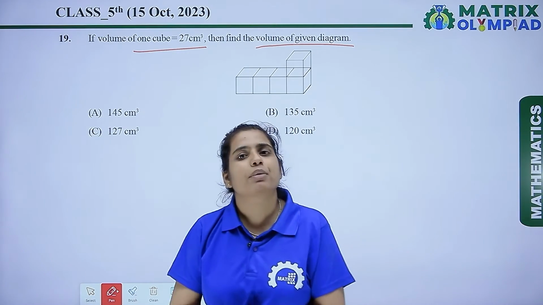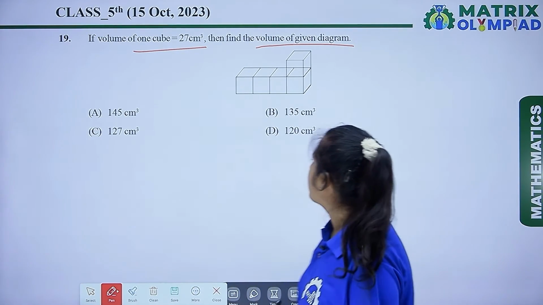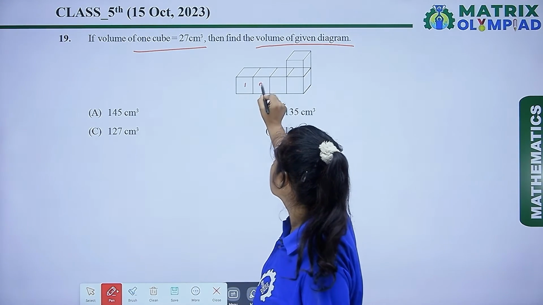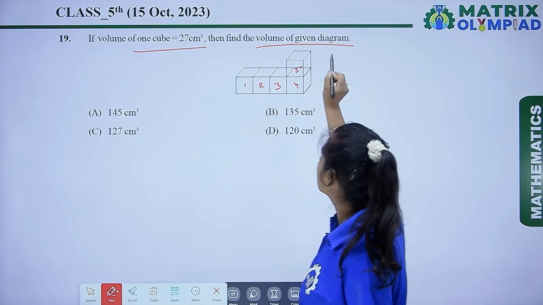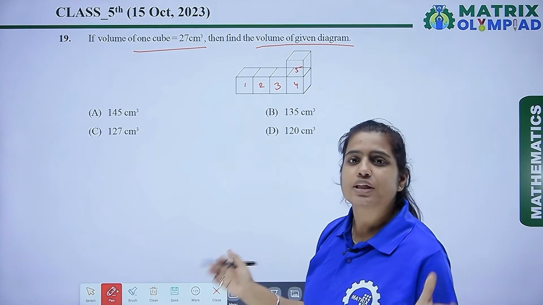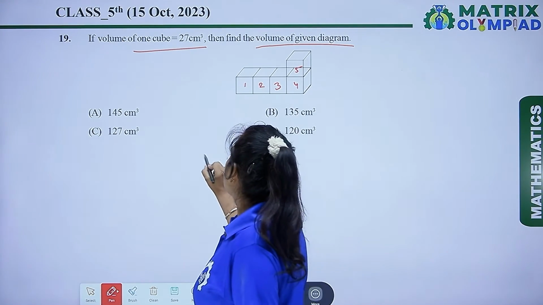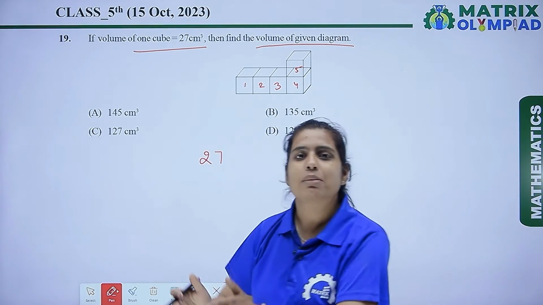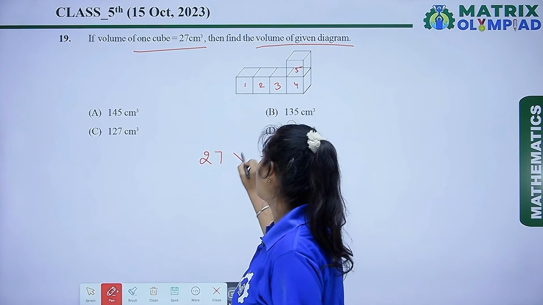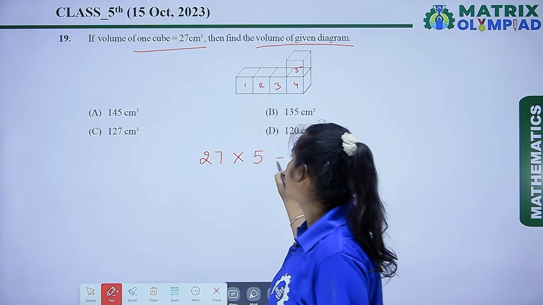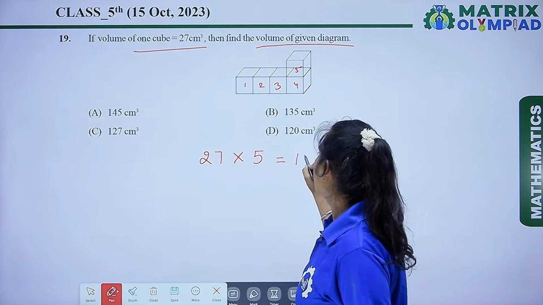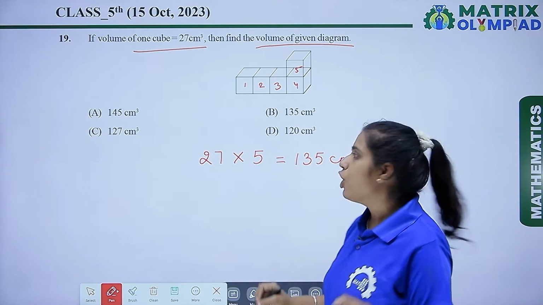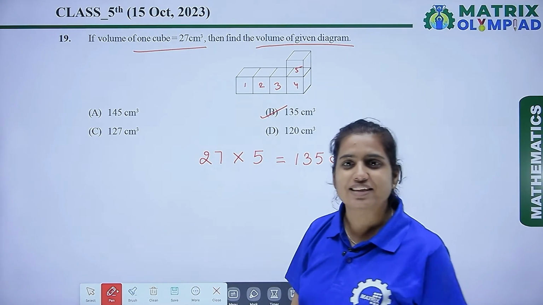अब इस डायग्राम का हमें पूरे का वॉल्यूम फाइंड आउट करना है, तो उसके लिए हमारे पास चेक करना पड़ेगा कितने क्यूब्स हैं. Here we have 1, 2, 3, 4 and this is 5. So we have 5 cubes attached together. Now volume of one cube is 27 सेंटीमीटर क्यूब. अब ऐसे ही वॉल्यूम के हमारे पास 5 और बॉक्सेस रखे हुए हैं. So what we are going to do, we will multiply it by 5. After multiplication with 5 we get 135 सेंटीमीटर क्यूब, and here option B is the correct answer.